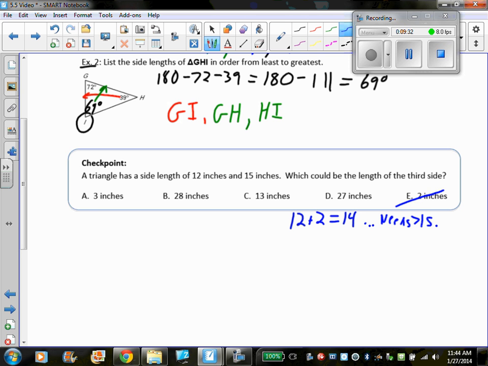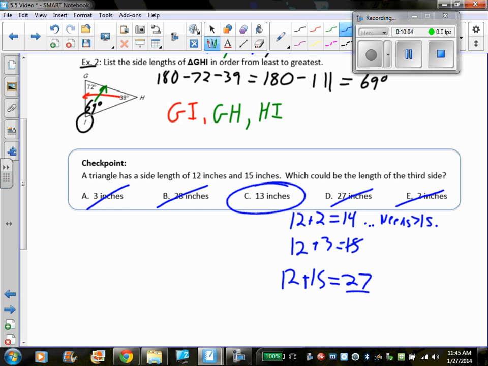So 2 doesn't work. 3 doesn't work for the same reason. 12 plus 3 is 15, which is not bigger than 15. So 3 doesn't work. And lastly, 28 doesn't work, because 12 plus 15 itself is 27, but that means the third side has to be less than 27, which 28 is not. 27 doesn't work for the same reason, which leaves us with 13.